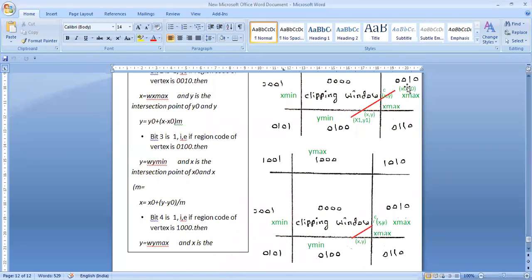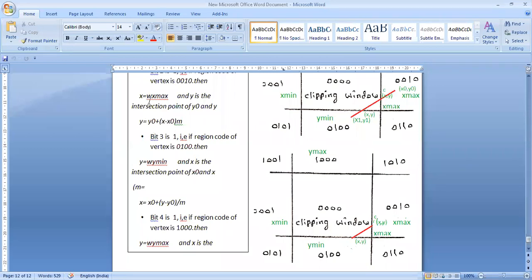That means this x naught, which is here, should come to x max. I'm moving towards the x coordinate. This is x max. This line is x max, so this x naught should come to x max. If the region code is 0010, then for my x naught, that is x, this particular point I will call x, so x should come to wx max.